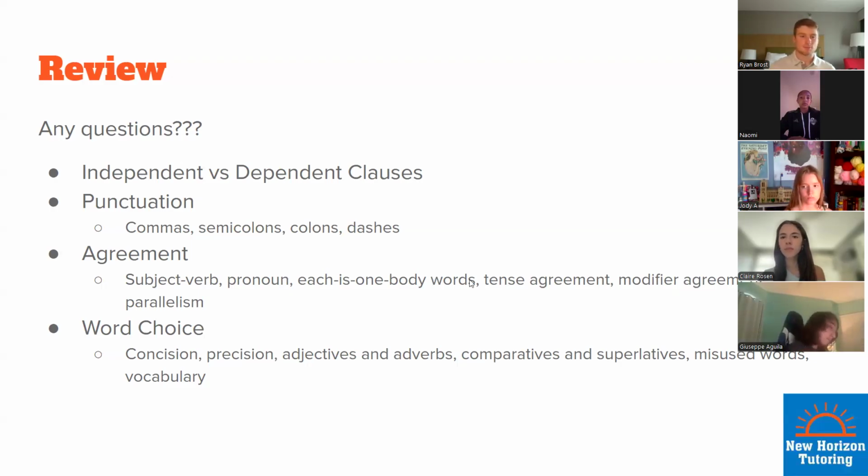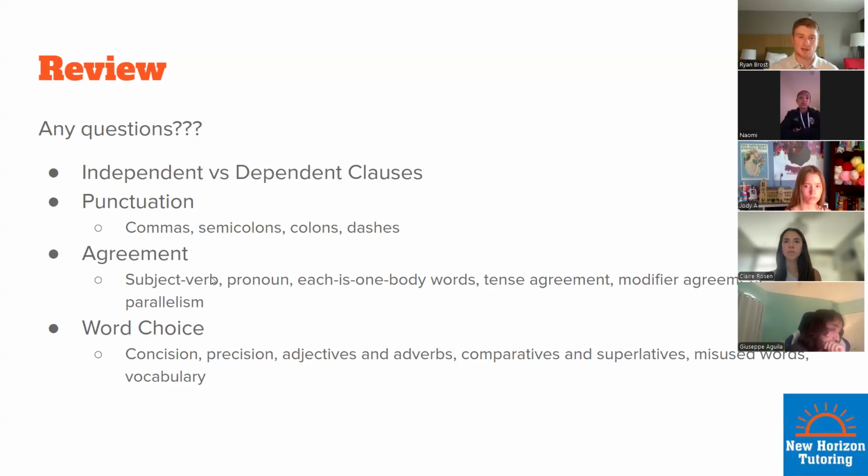Next, we went over some agreement stuff. So subject-verb agreement: all verbs have to agree in number and tense with their subject. So we would say "he ran" and "they run," or like "I ran." There's a bunch of different subject-verb agreement that we have to look out for.